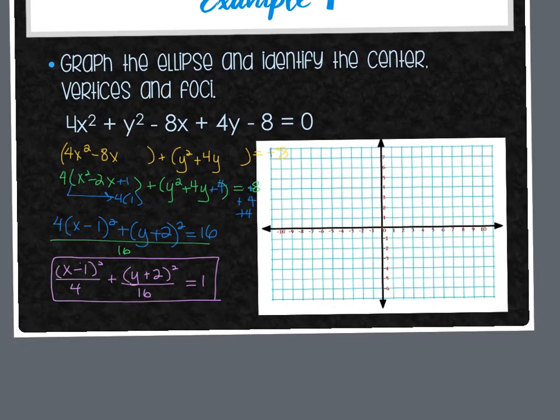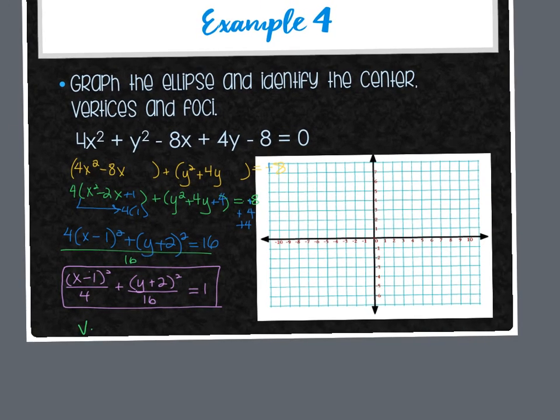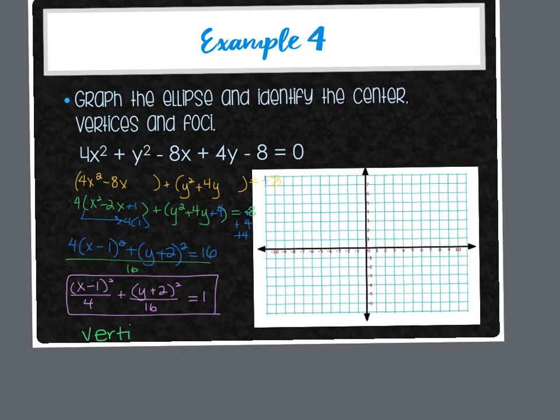All right, so tell me everything you know about this equation or this graph just by looking at it. It's vertical because the larger one's underneath, right? What else can you pull out of that equation? So I know it's vertical. A squared is the bigger one, right? So a squared is 16, making a 4. B squared is 4, making b 2.